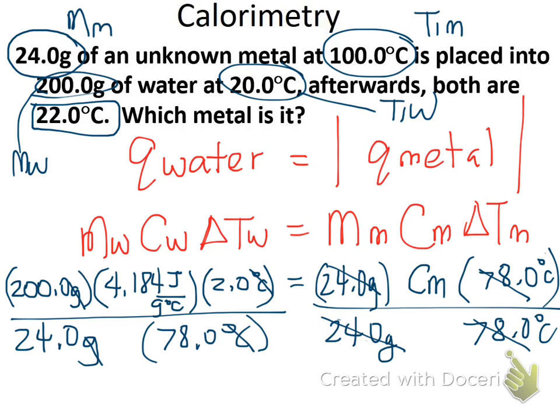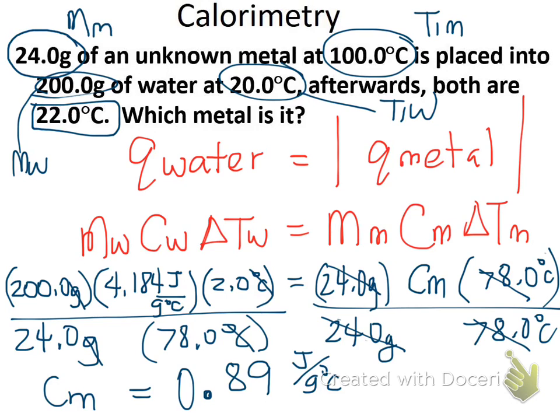Joules per gram degrees Celsius. But how do I input this in my calculator? Well, it would be 200 times 4.184 times 2.0 divided by 24.0 and divided by 78.0. That's a double division. We've done these things in the past, right? So when you're done, C metal is 0.89 joules per gram degrees Celsius.